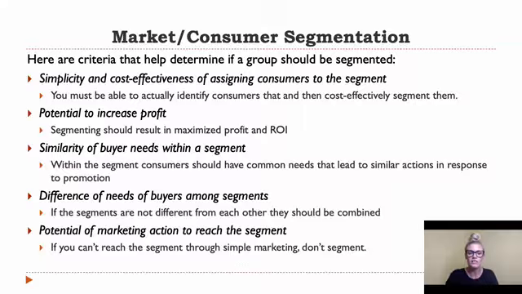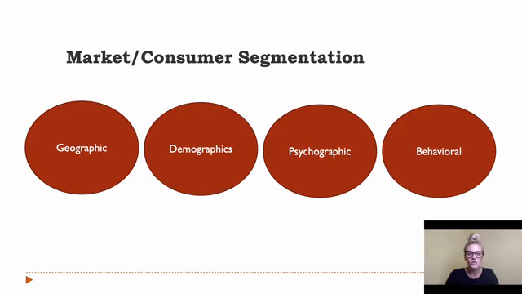If you can't reach the segment through simple marketing actions, we likely don't want to segment that way because it's going to be difficult for us to reach those consumers, and then it's not really worth it. Let's look at some common market or consumer segmentation strategies. 4 of the most common are geographic, demographic, psychographic, and behavioral. Based on the criteria that we just saw in terms of segmentation, these are the most common strategies that fit for firms. Let's look at each of these in a little bit more detail.